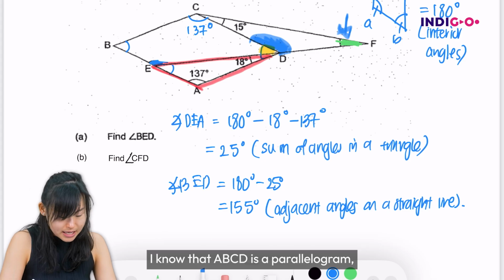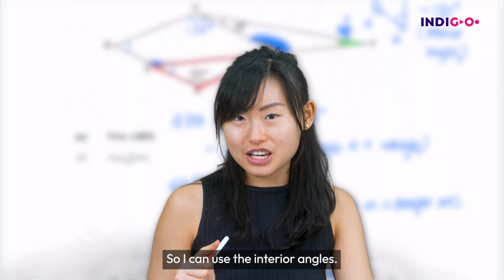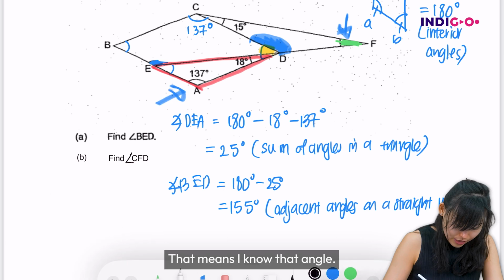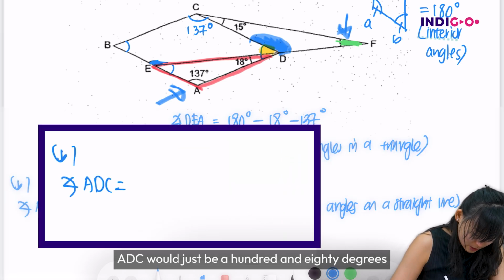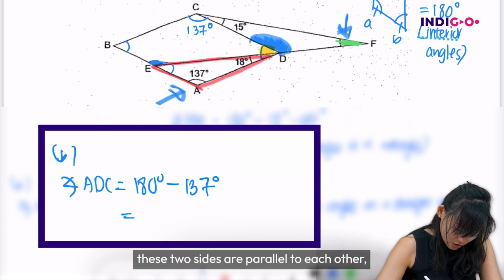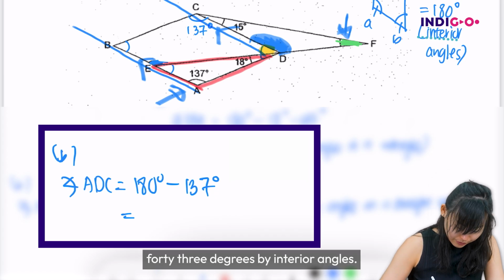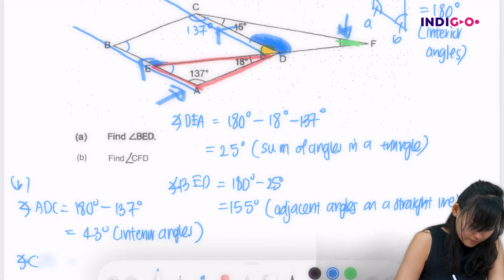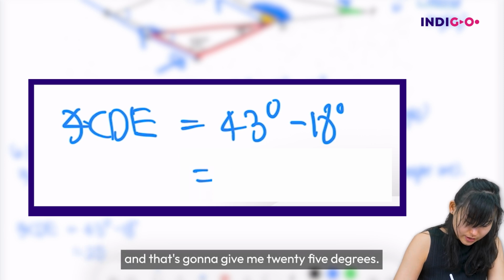I know that ABCD is a parallelogram, which means opposite sides are parallel to each other, so I can use the interior angles. So since angle BAD here is 137 degrees, that means I know that angle ADC would just be 180 degrees minus 137 degrees, because remember, these two sides are parallel to each other since it's a parallelogram. That's going to give me 43 degrees by interior angles. And then now I can find angle CDE. Angle CDE would just be 43 degrees minus the 18 degrees, and that's going to give me 25 degrees.